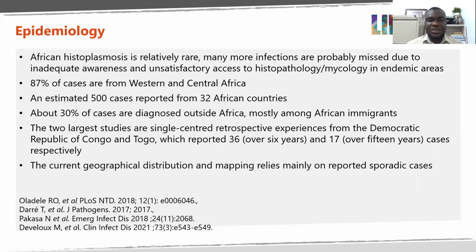There have been two large studies. These are single center retrospective studies from DR Congo and Togo. In DR Congo, they reported 36 cases over 6 years, and this was a single facility, whilst in Togo it was 17 over a period of 15 years. So the current distribution of cases and mapping relies on these sporadic reported cases, and occasionally or rarely on serology and histoplasmin skin testing as well.